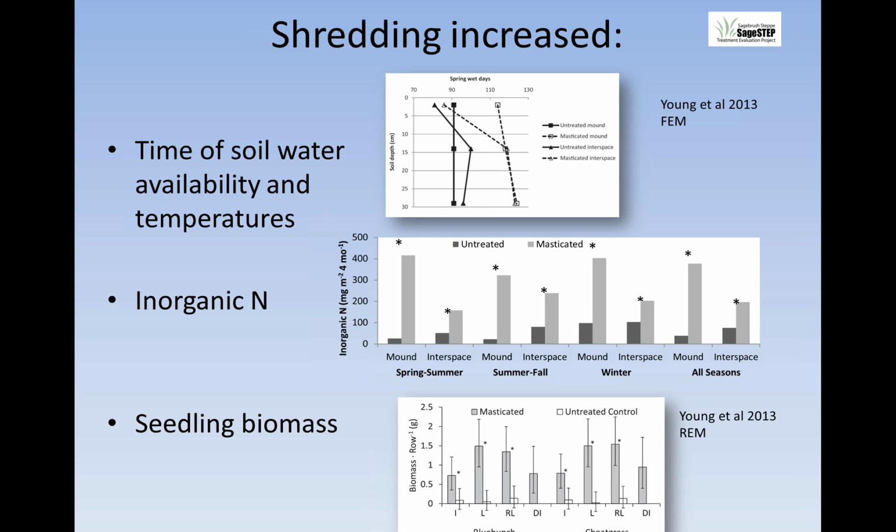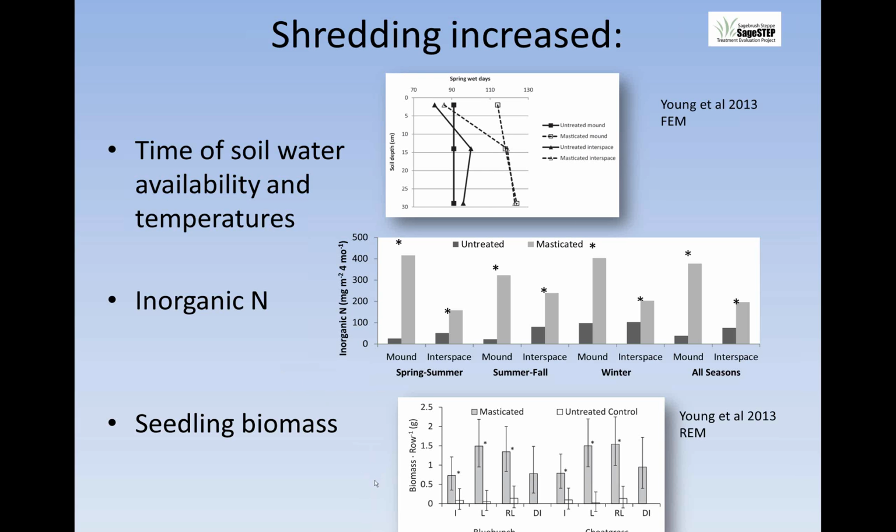Although the litter you put on there decreases soil evaporation a little bit, it's mainly taking out the tree. He also found inorganic N is increased on mounds and interspaces throughout the year when you masticate trees. And this could be due to a greater available water and diffusion of the nitrogen to these resin capsules he uses.